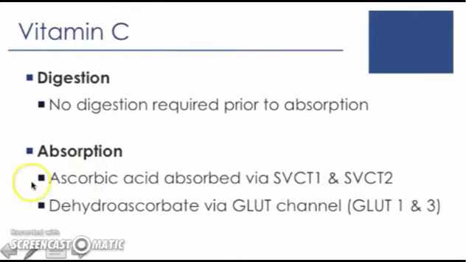The ascorbic acid specifically, so this reduced form, is the form that is absorbed through these transporters. We see that dehydroascorbic acid, or dehydroascorbate, is also absorbed through the GLUT channels 1 and 3. The primary mode of absorption is the ascorbic acid through SVCT1 and 2. However, we do have a secondary mode with the dehydroascorbate being absorbed through GLUT1 and GLUT3.